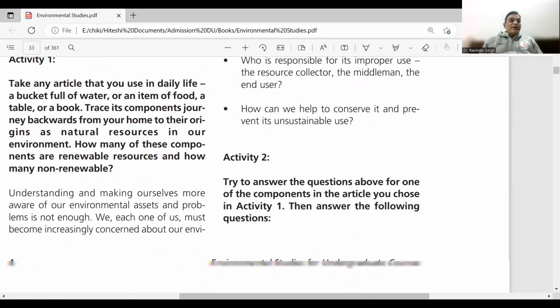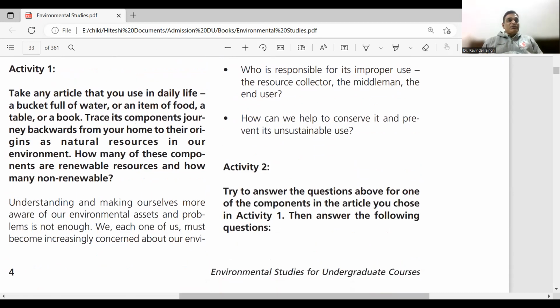Activity 1. Take any article that you use in daily life, a bucket full of water or an item of food, a table or a book. Trace its components, journey backwards from your home to their origins as natural resources in our environment. How many of these components are renewable resources and how many non-renewable?